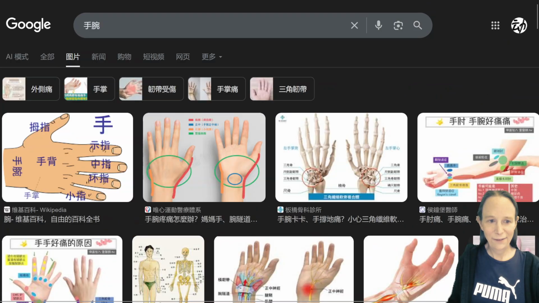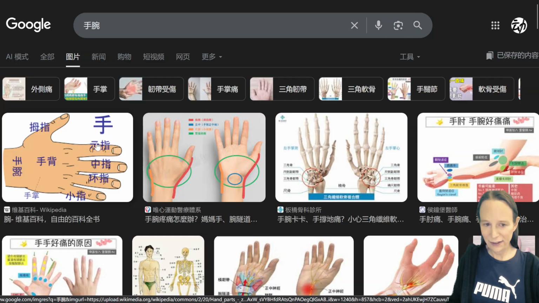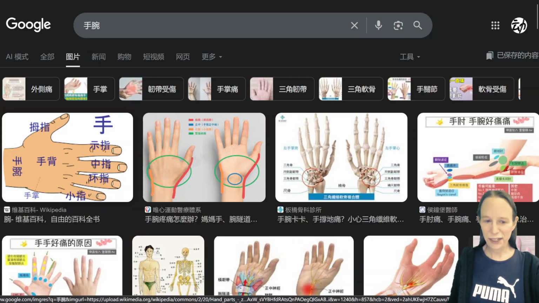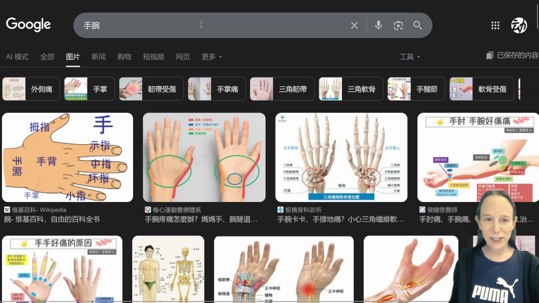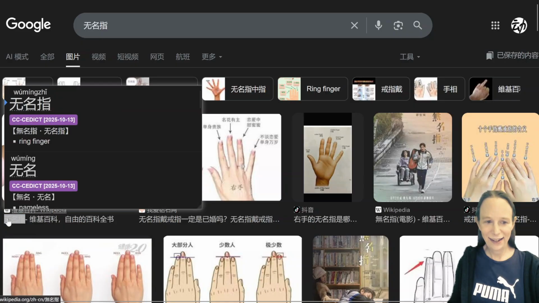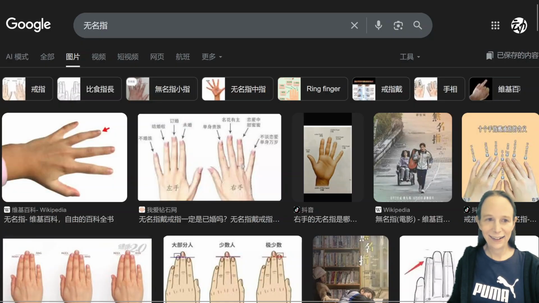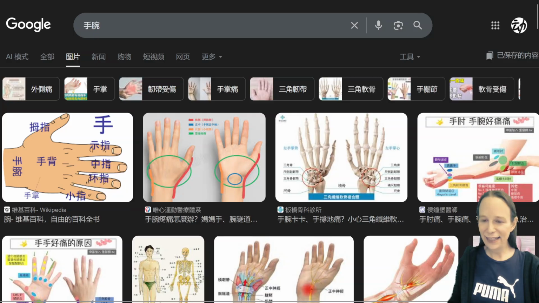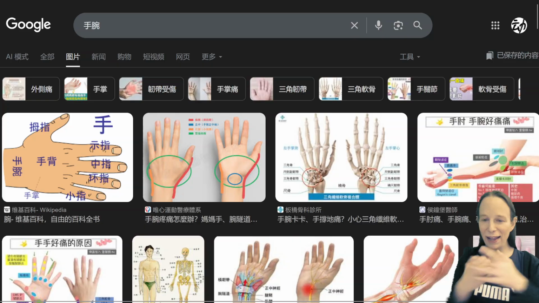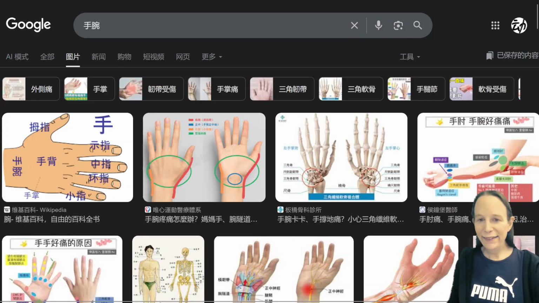No, I don't think that one's quite right. Maybe it is okay. I don't know. 中指. 环指. Really? What happened to 无名指? 无名指? No name finger? All right. So is ring finger accepted? I don't know. And 小指. 手掌. 手背. The back of your hand. All right. Anyway, that'll do.